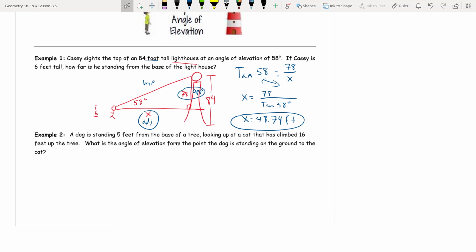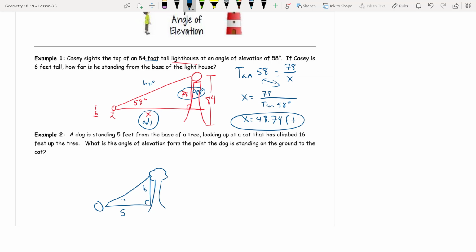Okay. For this one here, for example 2, we're going to set up our picture. So it says a dog is standing 5 feet from the base of a tree. So my dog, I'm not even going to try to draw a dog. I'm just going to put a little circle there. He is 5 feet from the base of a tree. There's my tree. And it says, looking up at a cat that has climbed 16 feet up the tree. So this value here is 16.